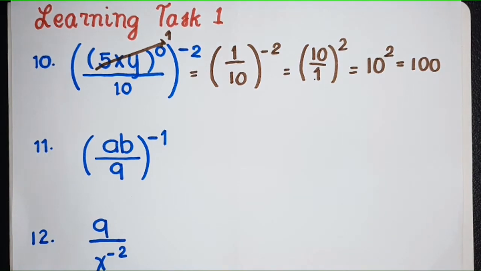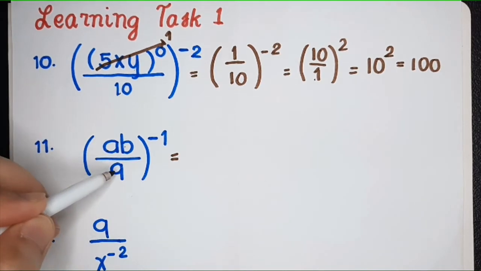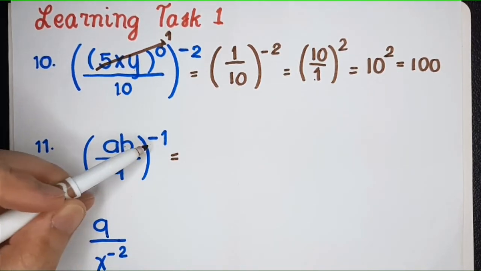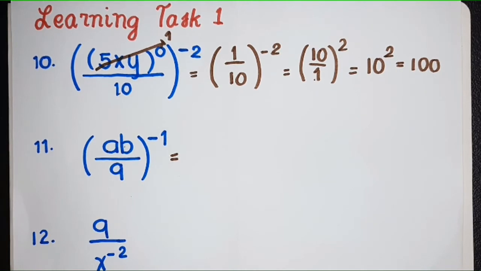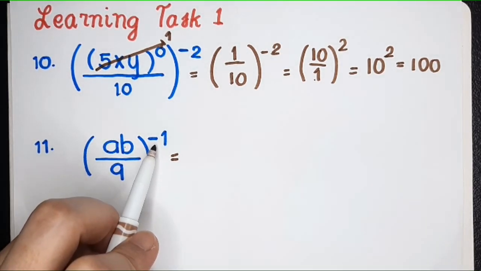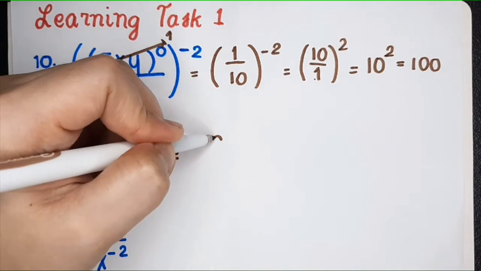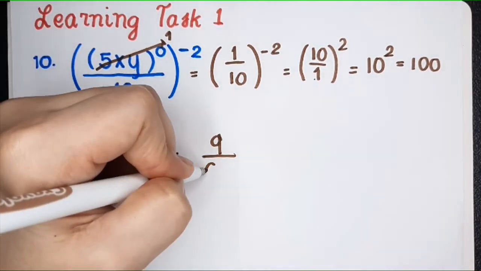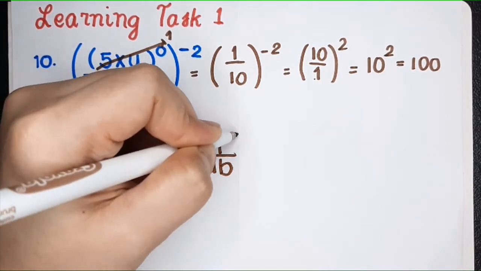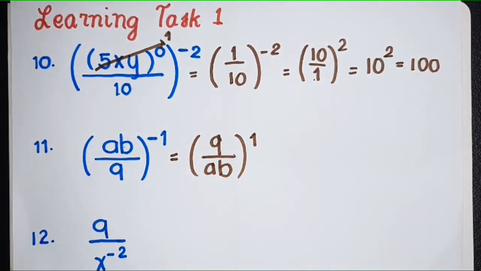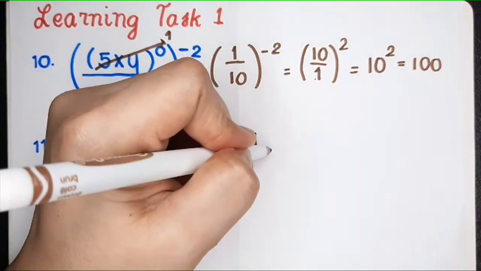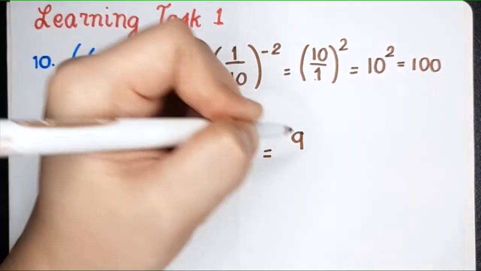Alright? Okay, let's continue. So you have AB over 9 and then raised to negative 1. Paano natin ulit gagawing positive yung exponent? Switch the numerator and the denominator. So, you'll have 9 over AB raised to positive 1. But remember, if the exponent is 1, you may just ignore it. Hindi nyo na kailangang isulat yon. So, ito talaga ang final answer, 9 over AB.